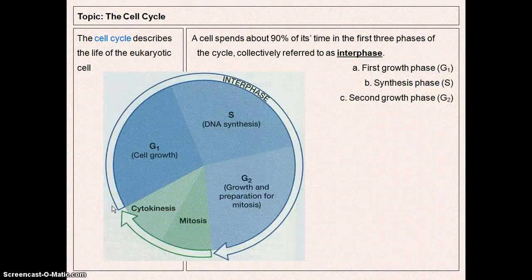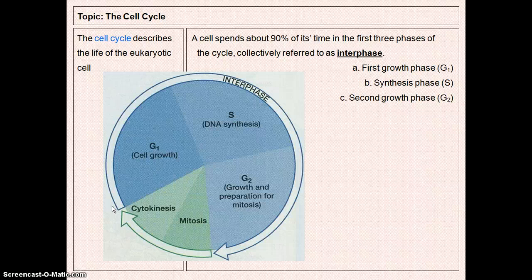Today's podcast is on the cell cycle. This is basically the life cycle of a cell. And there's a few different phases that a cell goes through. The cell spends most of its life in a phase called interphase. It was called interphase because it seemed intermediary, like nothing much was happening.